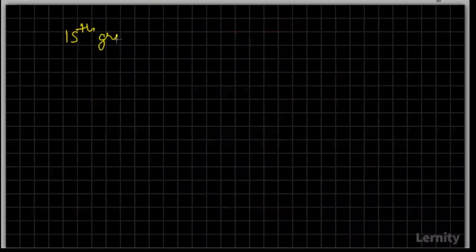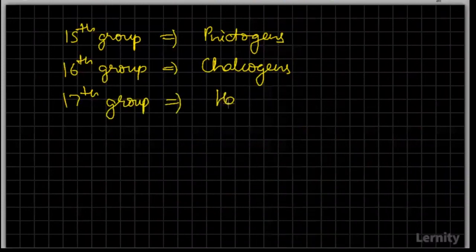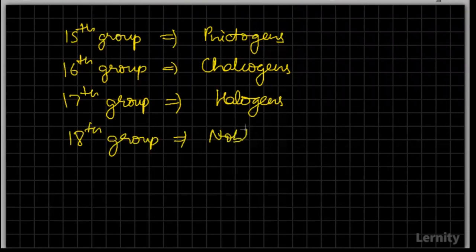So 15th group elements have a common name that we say as pnictogens. You can just have these as your notes. And 16th group will be having common names as chalcogens. Whereas 17th group will be having it as halogens. And 18th, we know it very well. These are noble gases or inert gases.